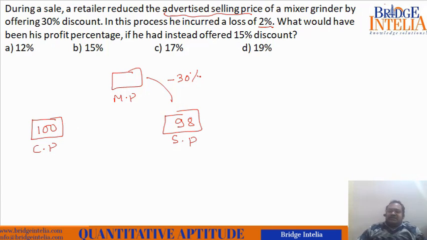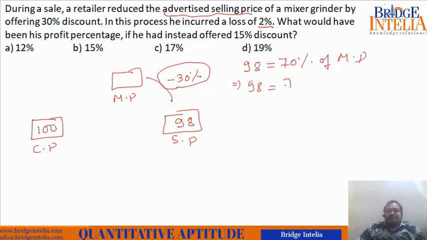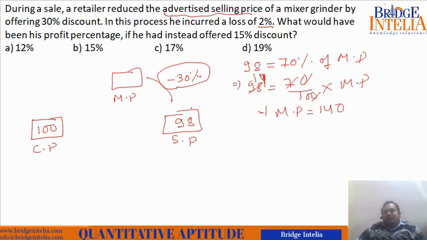So this 98 is equal to 70% of marked price, because you are waiving off, giving a discount of 30%. So you are telling your customer, pay me only 70% of marked price. So let's calculate the marked price first. So 70 by 100 into marked price. So this 0 and this 0 cancels. So 14 sevens are, so 140 is the marked price. So marked price comes out to be equal to 140.